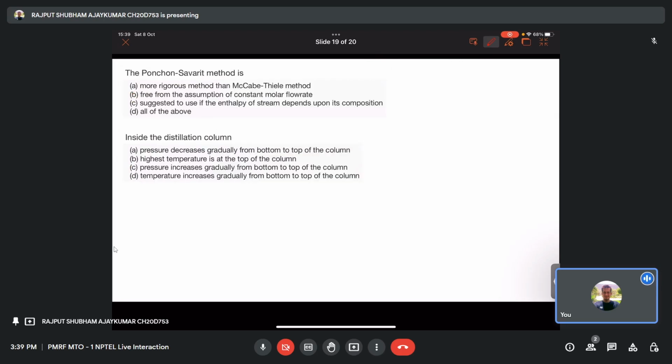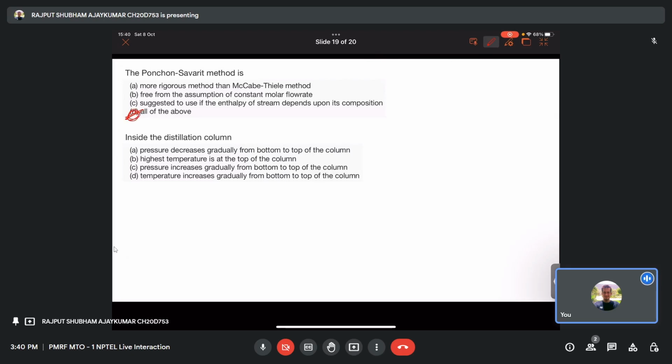Now, the Ponchon-Savarit method is a more rigorous method than the McCabe-Thiele method, free from the assumption of constant molar overflow, and suggests the use of enthalpy, as the enthalpy of a stream depends upon its composition. The answer is all of the above. It's free from the assumption of constant molar overflow, like we discussed. It's more rigorous than McCabe-Thiele, and the enthalpy of the stream depends upon its composition.